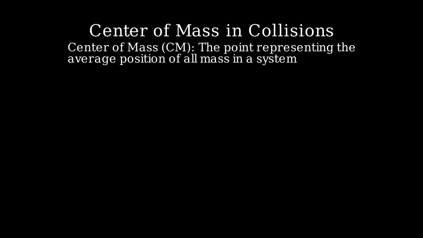First, let's define what the center of mass is. The center of mass, or CM, is the point that represents the average position of all the mass in a system. Mathematically, we can find the center of mass position vector by taking the weighted average of all individual mass positions. Let's visualize this with a simple example of two objects.